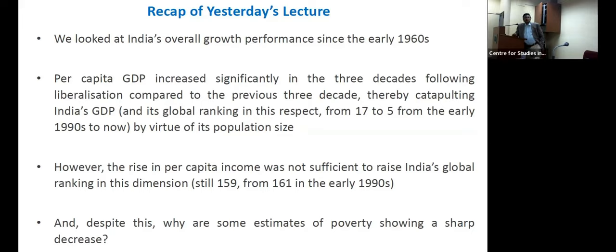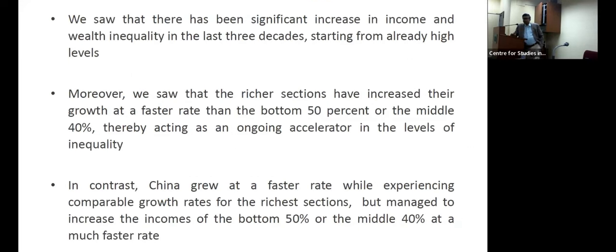So the guiding theme for today's talk would be that some of the recent estimates on poverty in India actually show a sharp decrease. That does pose a bit of a puzzle, especially in the light of a number of things I presented yesterday. We saw that there was a significant increase in income and wealth inequality over the last three decades, and they were already starting from reasonably high levels. So that has to be kept in mind.